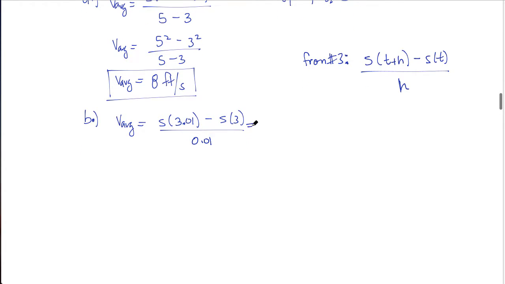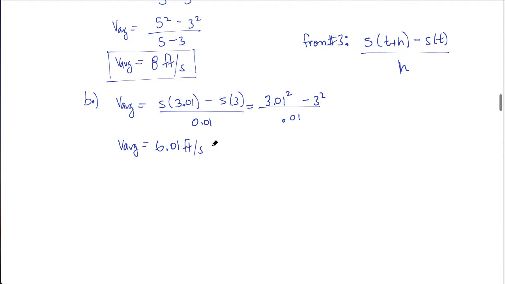So I'm going to go through and calculate these values. S of 3.01 is just going to be 3.01 squared minus 3 squared all over 0.01. So my average velocity for this little interval is going to be 6.01 feet per second. Now I need to do at least 2 because I need to make sure that my number is getting closer to something. So I'm going to do this again.